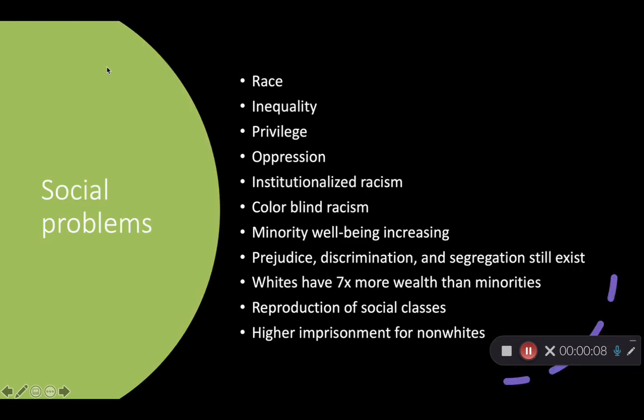So the book opens up talking about social problems attached to race, such as inequality, privilege, and oppression. One big thing is, where does this all come from? We have to have a general understanding of where racism comes from to really begin to study this class.